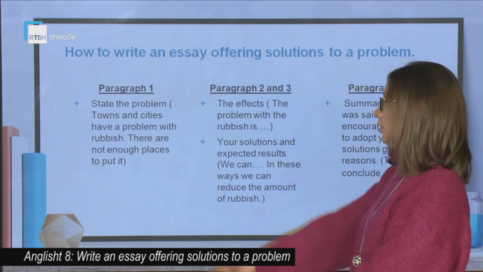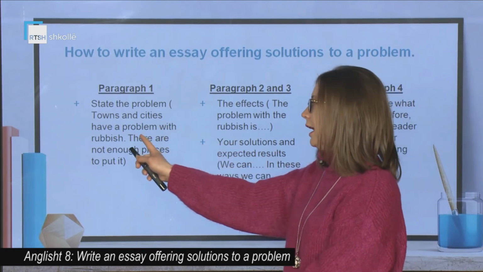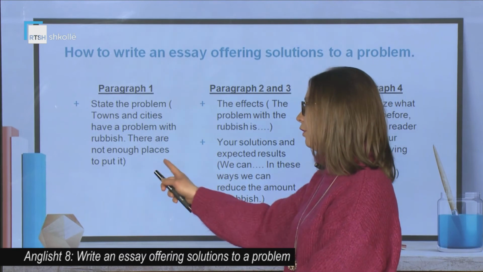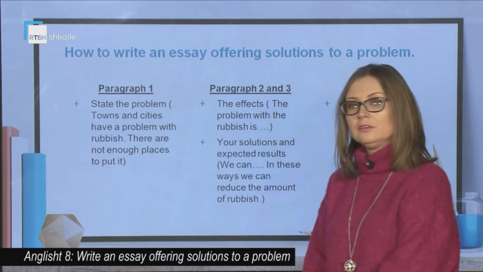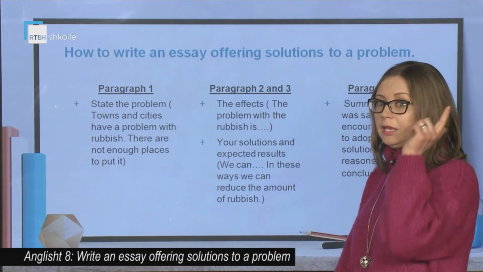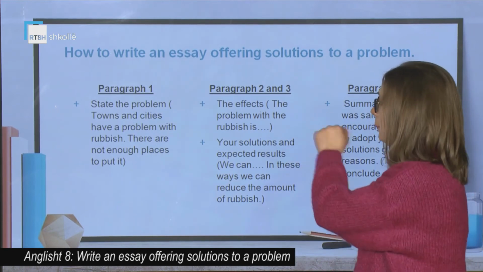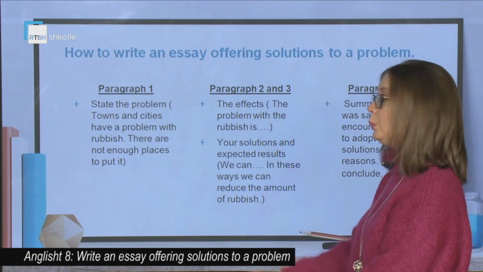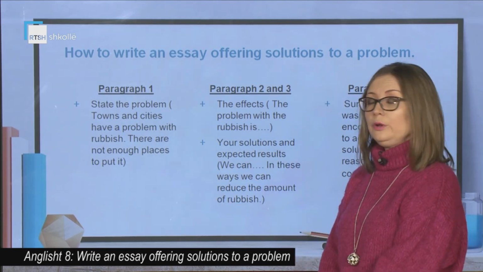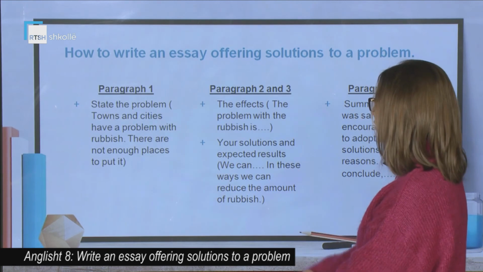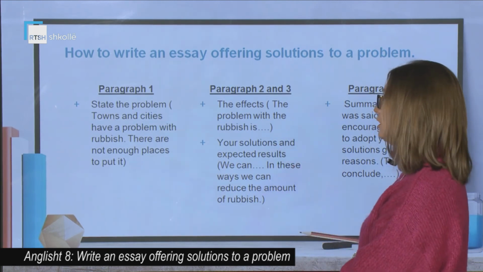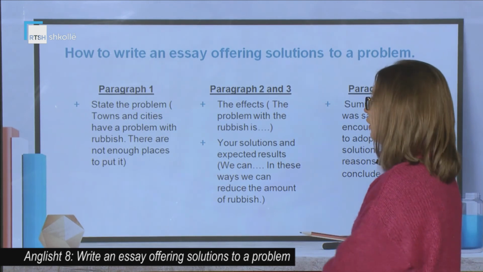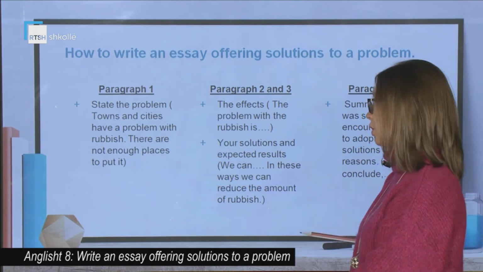Which is the problem? Towns and cities have a problem with rubbish. There are not enough places to put it. So this is the problem. Keep it in mind. Paragraph 2 and paragraph 3. At paragraph 2, we include the effects. Which are the effects in this case? The problem with the rubbish is, and you are going to include the effects regarding the problem.